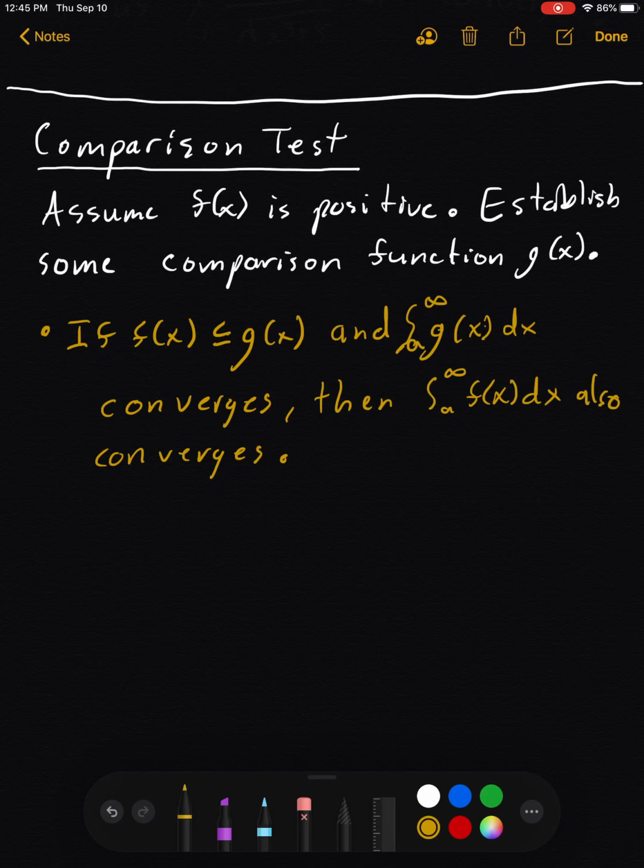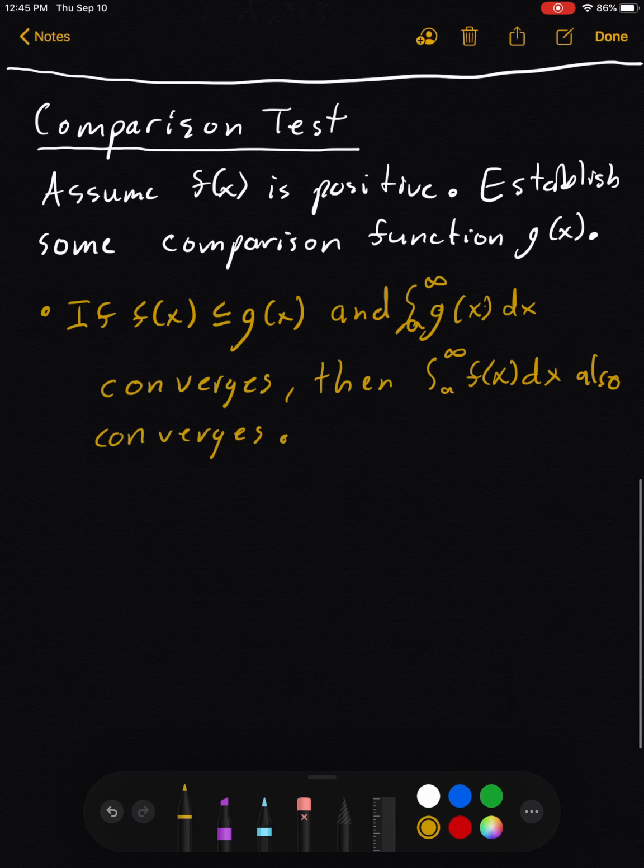And that's the one we just did. We found a function g of x that was greater than f of x over the whole region. And since we found that it converged, it had a finite value, since it contained f of x within its region, we know that the integral for f of x must also converge.